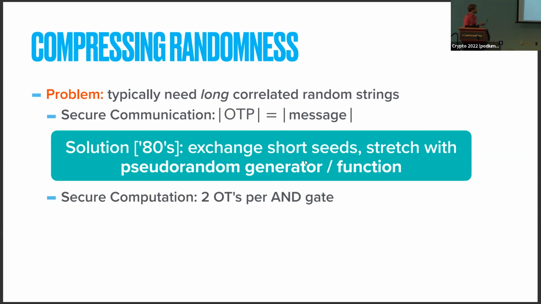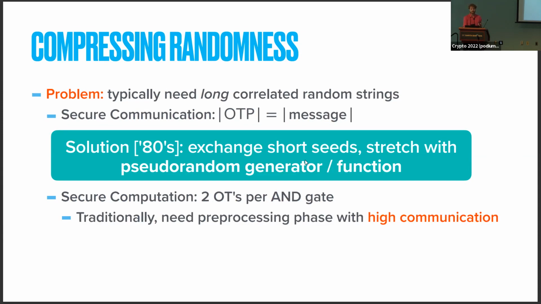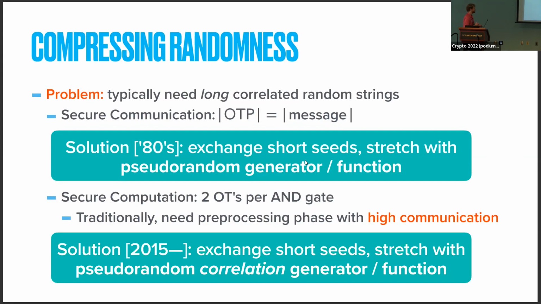When it comes to secure computation, the sort of protocol I was describing on the previous slide would require 2 oblivious transfers per AND gate. And traditionally, unfortunately, we would need a very, very long pre-processing phase with high communication in order to share all this correlated randomness. But fortunately, in the last 6 or 7 years, this idea from secure communication was used in the secure computation framework, where we could imagine sharing short correlated seeds to Alice and Bob, and then they can stretch them, but now generating pseudorandom correlations.